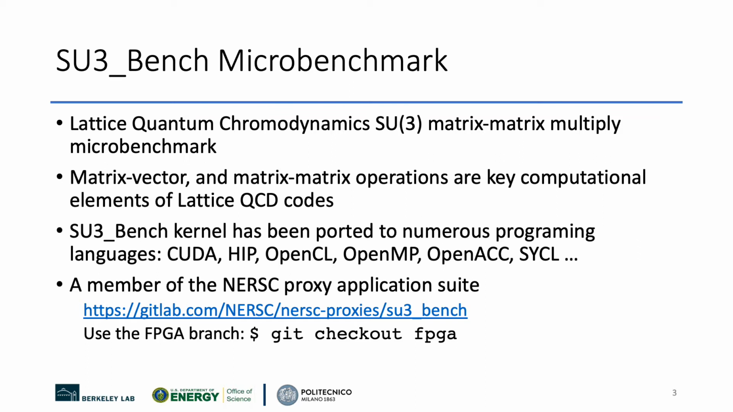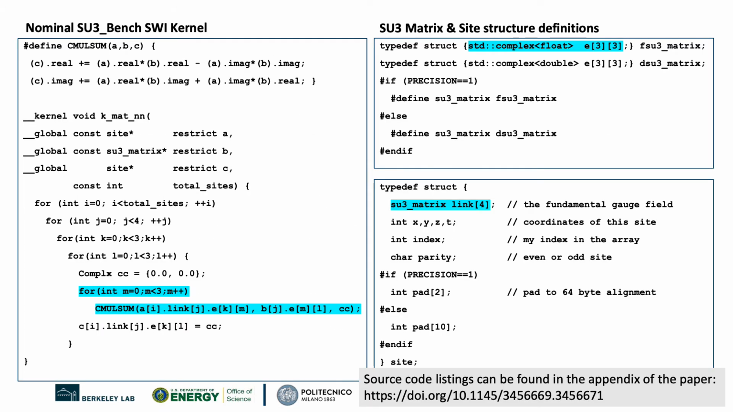The master branch is primarily for GPU targets, but there is also an FPGA branch which was used for this study. The repository also contains all the necessary design files for both the Intel and Xilinx toolchains. I apologize for the source code eye chart, but it does provide insight into the basics of the kernel.